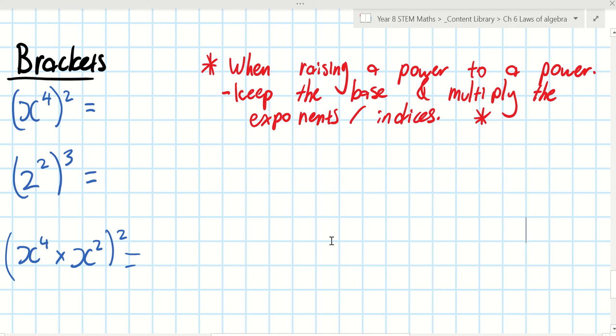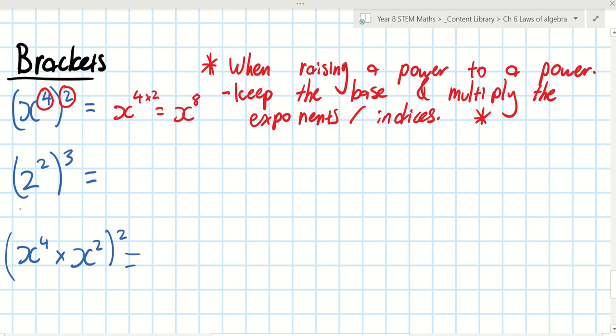So, for example, when we're raising a power to a power, as in the 4 and it's being raised by the 2, we keep the base and multiply the exponents or the indices. So we know the answer will have an x since we keep the base. So then we have to do x, 4 times 2, which will give us x to the power of 8, okay?